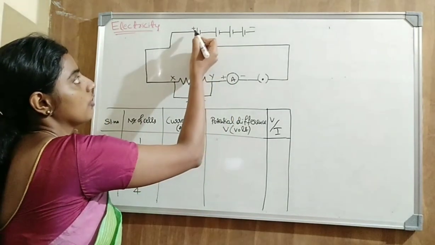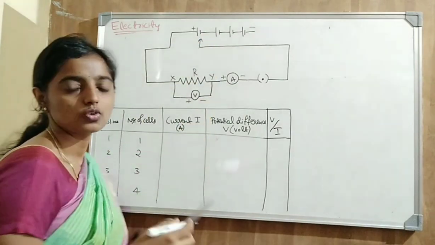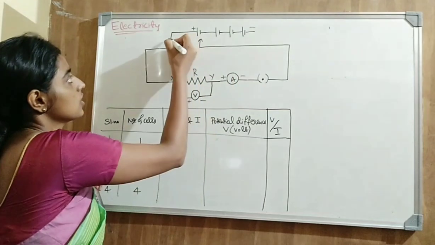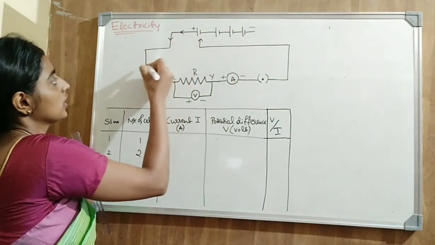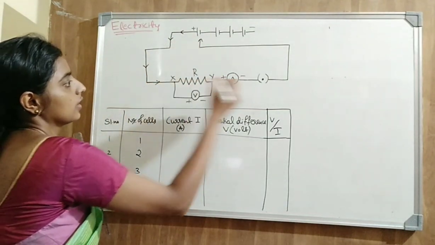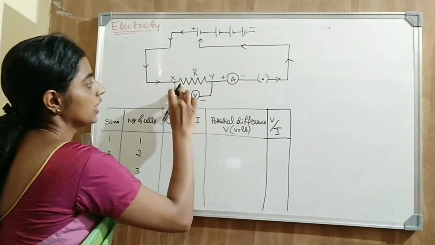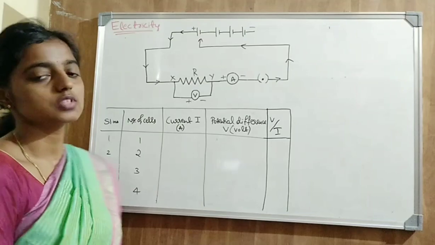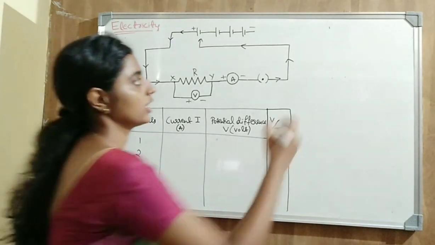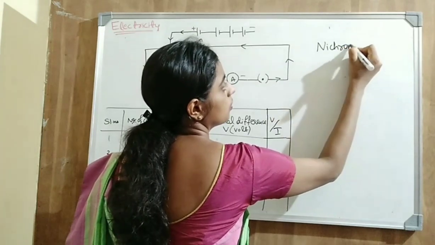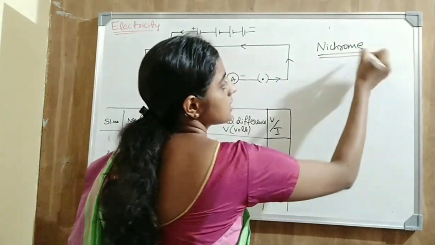So we have our positive terminal here. So hence what? Current flows in which direction? From the positive terminal. So the arrow mark can be indicated like this. Here as the resistor we are using nichrome wire. Which one? Nichrome. It is an alloy.